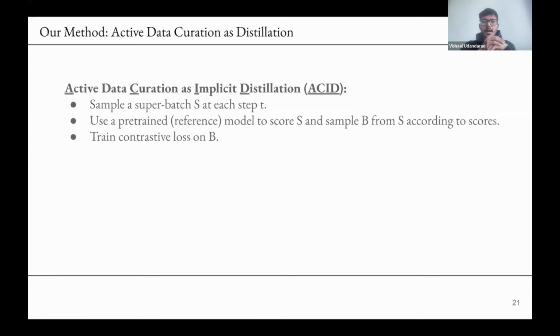And then finally, once we get this mini batch B, we can just train on that with the contrastive loss. Note that here we do not need the logits of the teacher. All we need is some score from the teacher. So you simply use the contrastive loss.